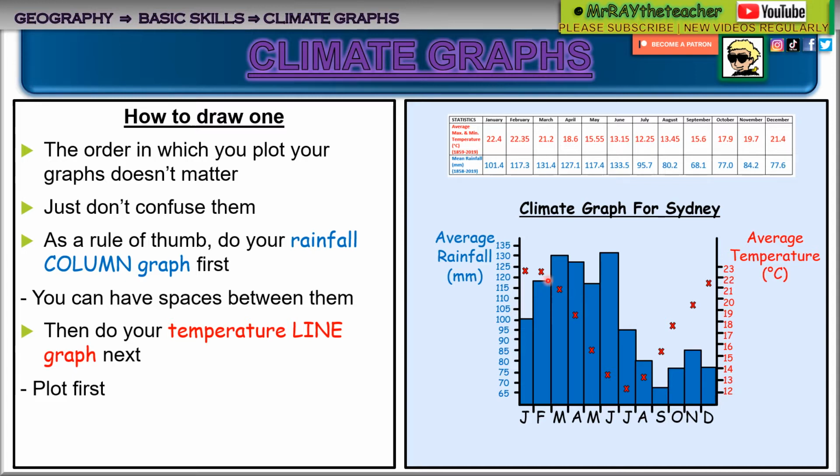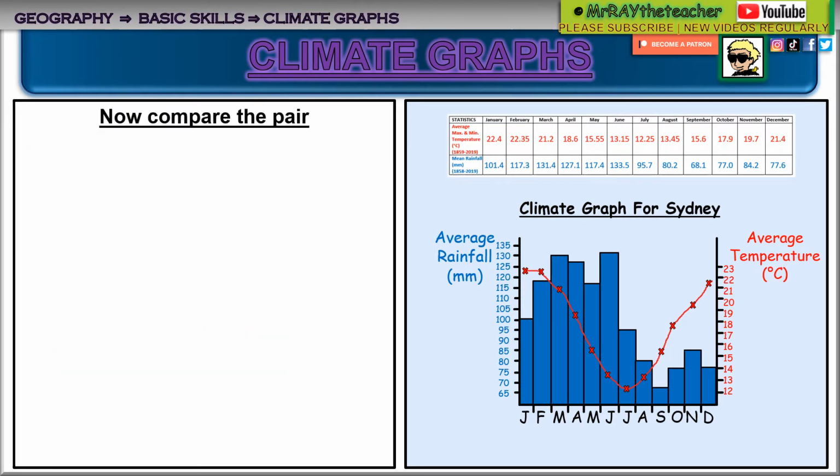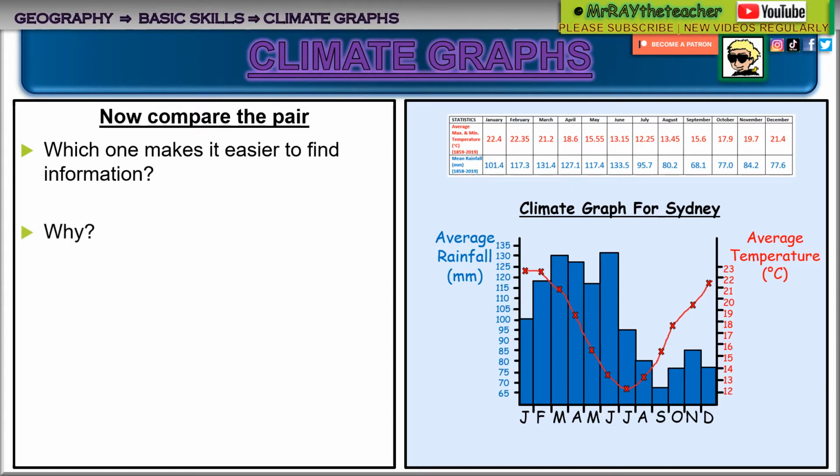See that? And what do you need next? You need to connect these points. What do you call that connecting line? Let me know in the comments below. But yeah, connect the dots. And we've got, whoa, a bar graph, a column graph, and a line graph. Now compare the pair. Which one makes it easier to find information?